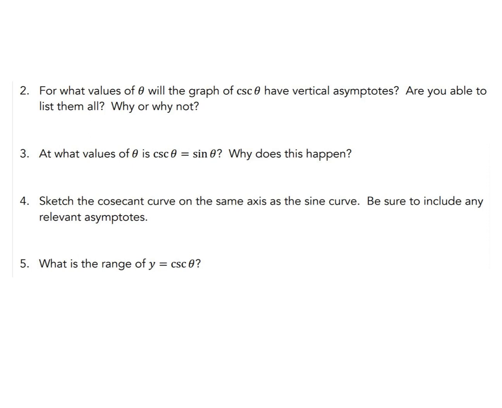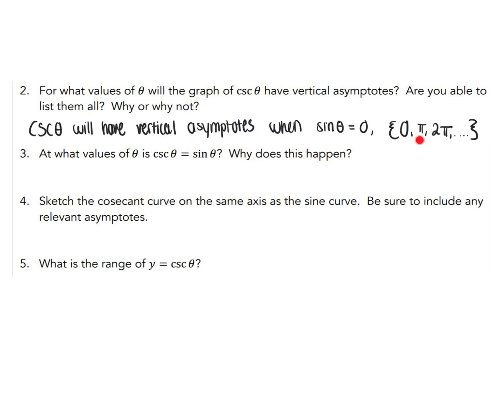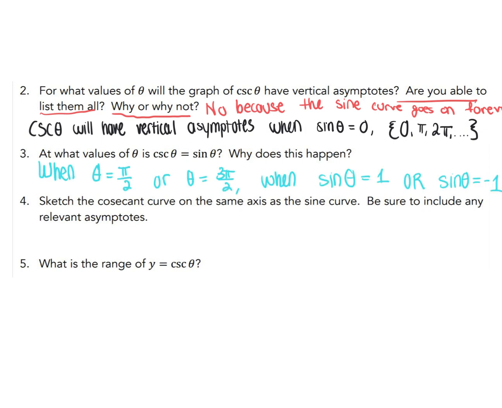I'm sorry, sine of theta is 0. Some of the examples are 0, pi, 2 pi, and we cannot list all of them because it's when sine of theta is 0 and we know the sine curve goes on forever. So now it says, at what values is cosecant of theta equal to sine of theta? So when theta is pi over 2 or 3 pi over 2, in other words, when sine of theta is 1 or negative 1. So now it says sketch the cosecant curve on the axis.